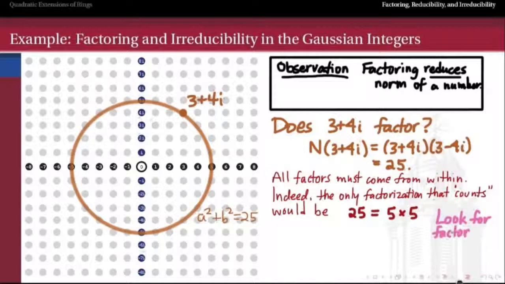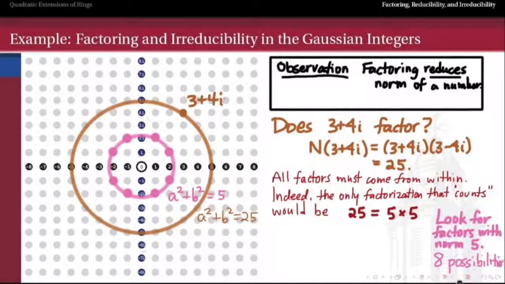So what we're going to do now is look for factors that have a norm equal to 5. In other words, in the Gaussian integers, these are going to be those Gaussian integers that lie on the circle a squared plus b squared is equal to 5, so a circle of radius radical 5 in the complex plane. It turns out there are 8 of those. Here they all are. There are 8 possibilities. So that already has reduced our universe of possible factors to a very small universe. We only have 8 numbers that are possible to work with. From there, we could just employ a process of guessing and checking.